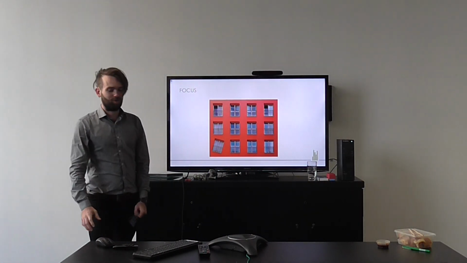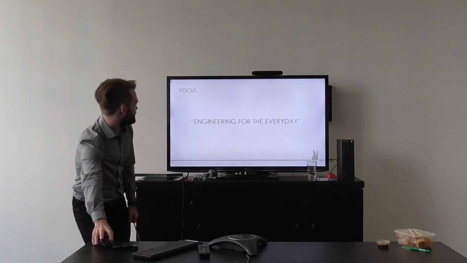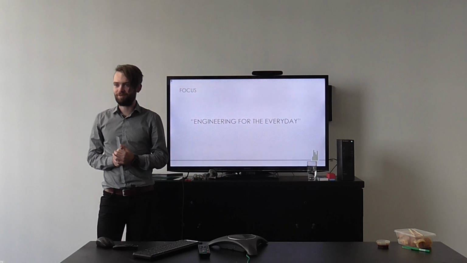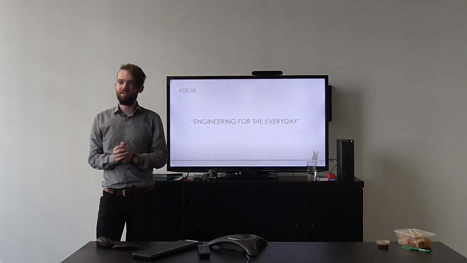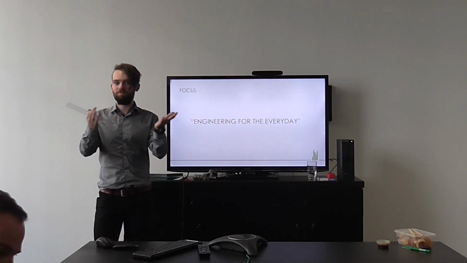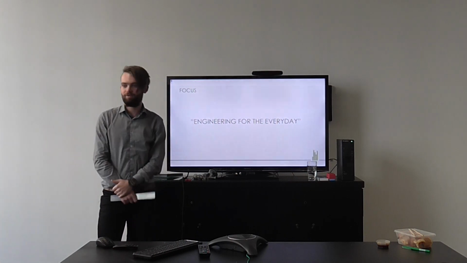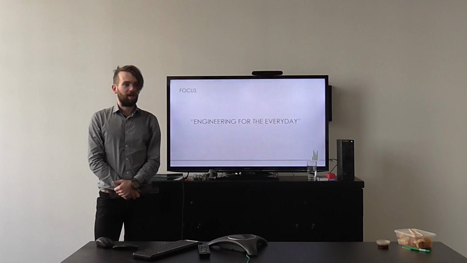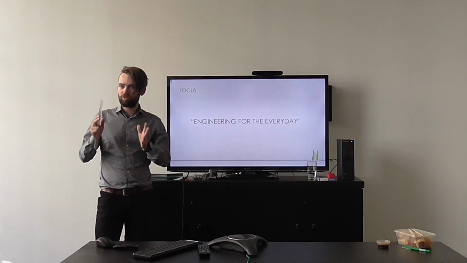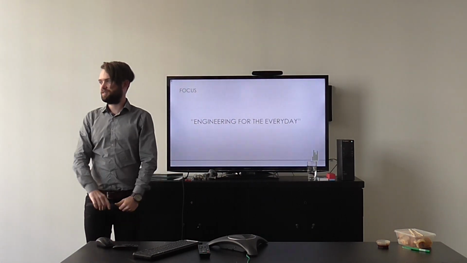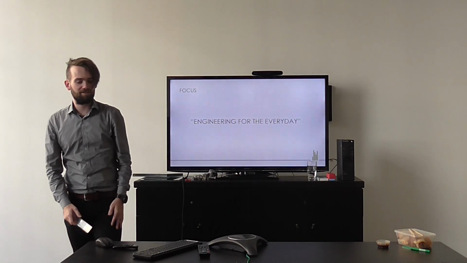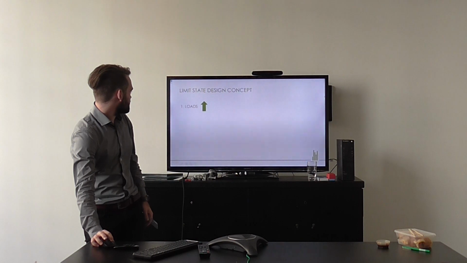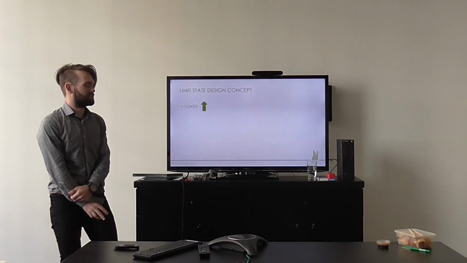In short, it really is about trying to give you some tools for engineering for the everyday. Whether you're in the drafting team, consulting team, or even the building physics team, acoustics, whatever you may do, the idea is that you have some tools that you can implement, or things that you can identify and then seek further guidance from our engineering team to see if they are okay. So the first thing we're going to touch on is what's called the limit state design concept.